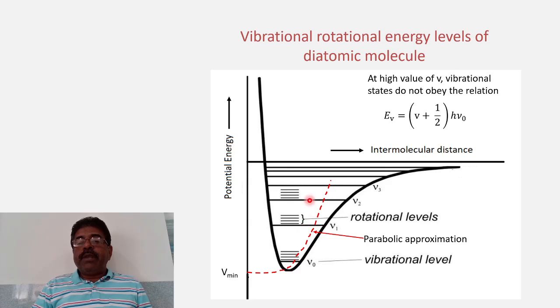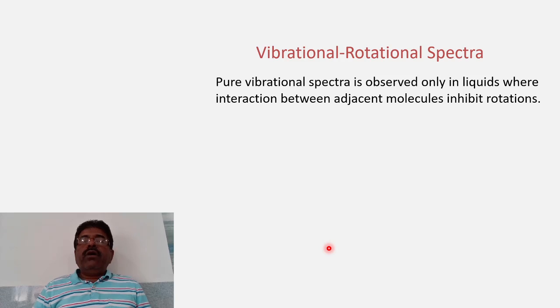So you can see the separation among these vibrational levels: as V increases, the separation goes on decreasing. This is a very important fact about the vibrational energy levels and the rotational levels. You can see in between, they are also shown over here. Now some of the important facts we shall discuss about the vibrational rotational spectra.